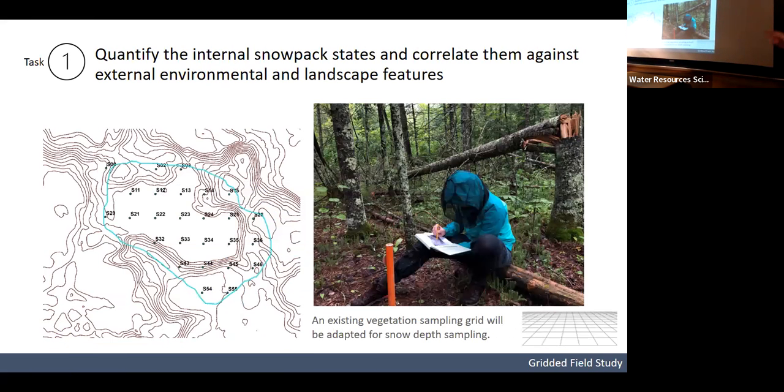So to do this, we are using an existing vegetation sampling grid, or a biomass sampling grid, that was installed at Marcel in the 1960s and then re-upped in the 1990s to take snow depth and SWE measurements, so snow water equivalent measurements. And this will really help us quantify that snowpack across the watershed and capture some of those variations.